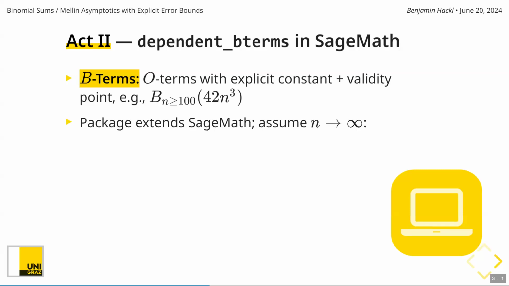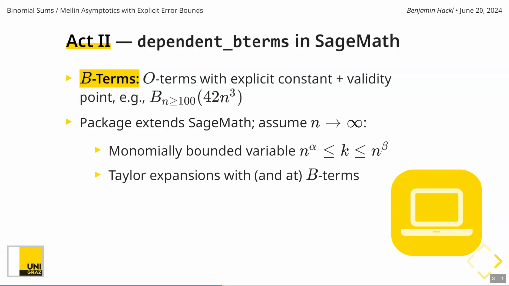We have written a package, it's called dependent B terms in Sage, that extends the existing implementation of the asymptotic module for computations with asymptotic expansions. And basically this thing does two things that we could not do before. The one thing is we have an additional variable that's monomially bounded by the variable n that is assumed to go to infinity, which is useful for these sort of computations in the sum. And the second one is Taylor expansions with and at these expressions that involve these B terms.